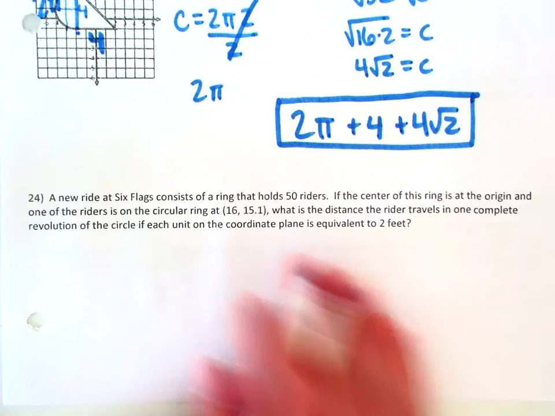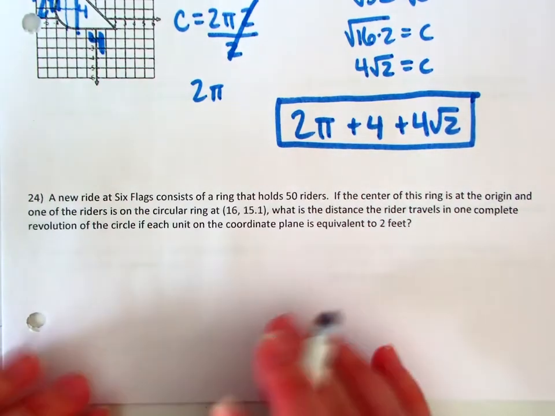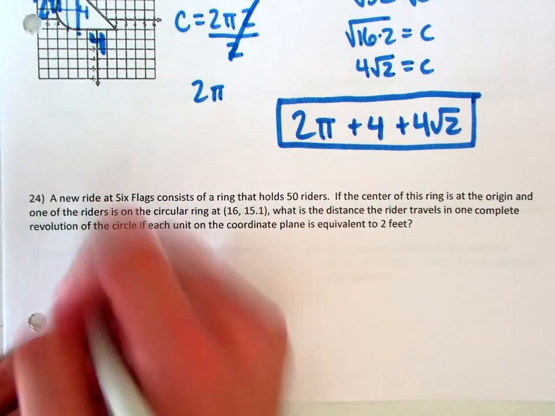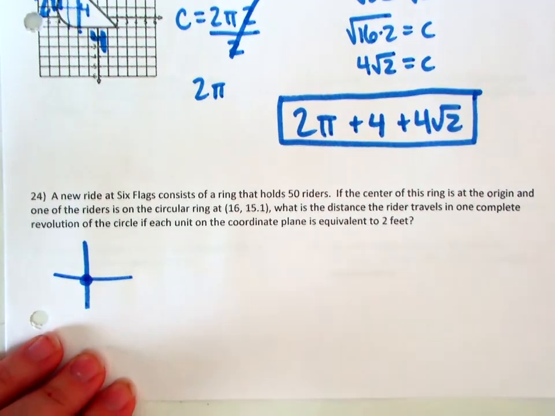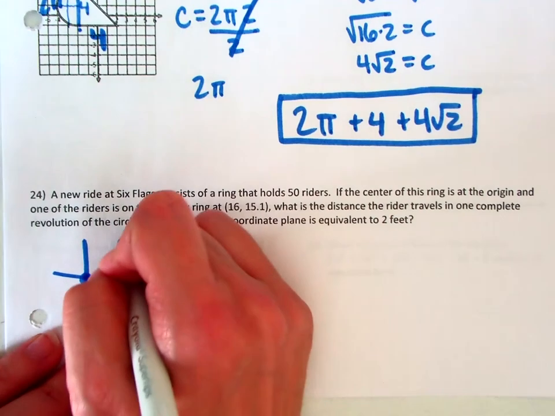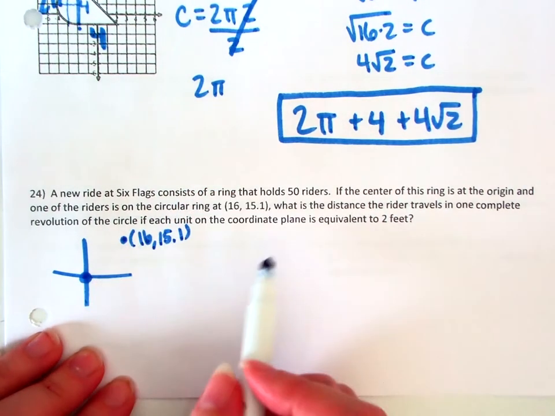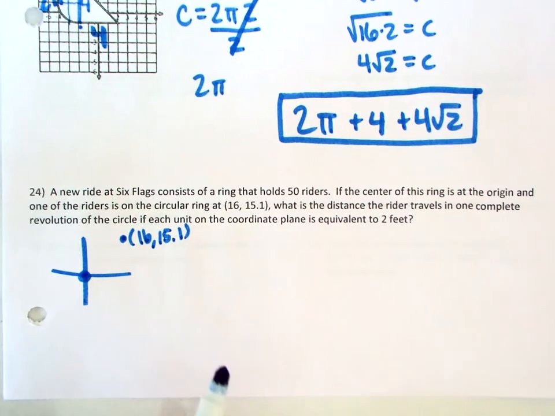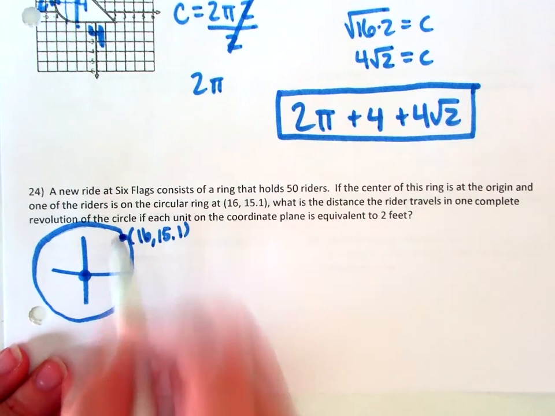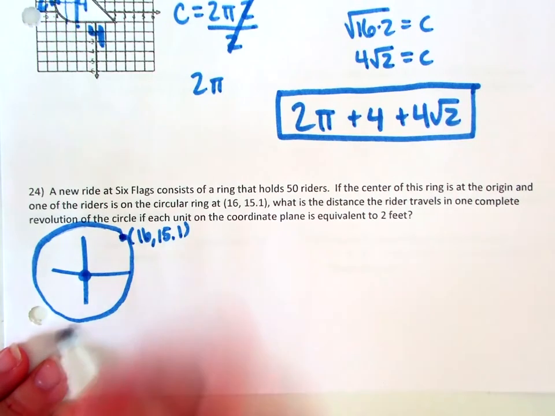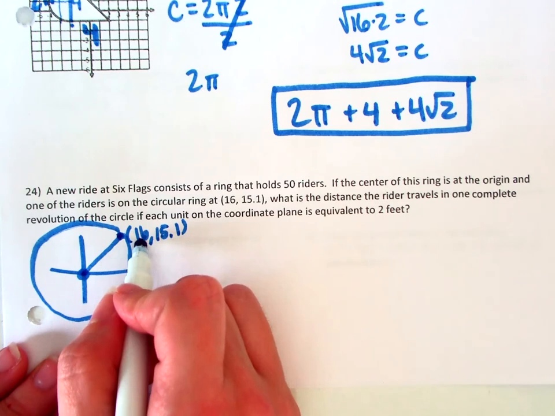On number 24, it says a new ride at Six Flags consists of a ring that holds 50 riders. If the center of this ring is at the origin, so we got the center here is at the origin, and one of the riders is on the circular ring, and they're at some point like 16, 15.1, let's call it 16, 15.1, somewhere over here. We want to know what's the distance the rider travels in one complete revolution. So that means we're going to be going like this. That distance means circumference. So we need to figure out what the radius is, and the radius is going to be this segment here from 0, 0 to that point there.